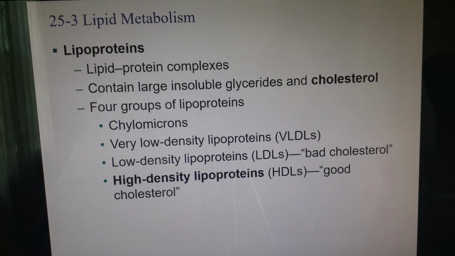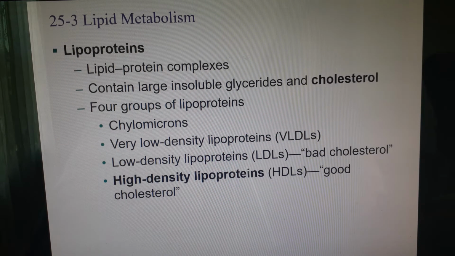Lipoproteins, we mentioned these. These are lipid-protein complexes, and they have large, not water-soluble glycerides and cholesterol. And there are 4 different groups of lipoproteins. There are chylomicrons, there are very low-density lipoproteins, or VLDLs. There are low-density lipoproteins, LDLs. Our doctors and our science has classified these as bad cholesterol. I kind of argue that, but okay. And then there are high-density lipoproteins, HDLs, which have been characterized as good cholesterol.